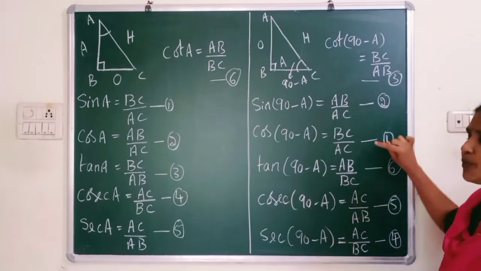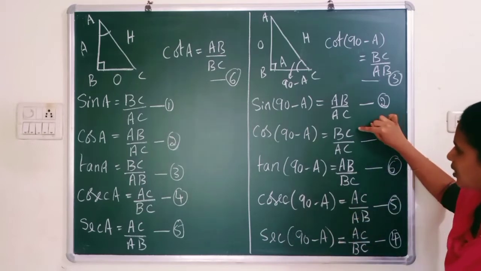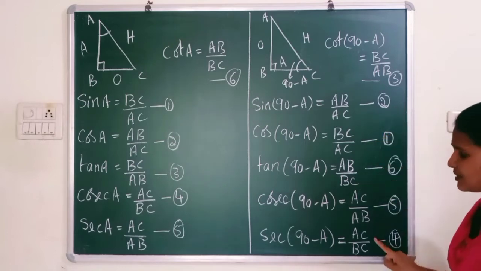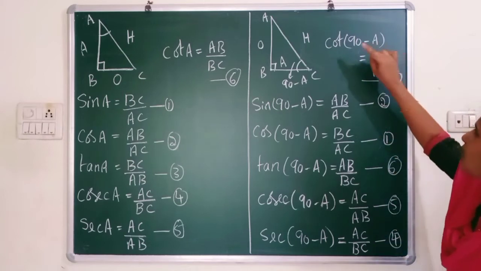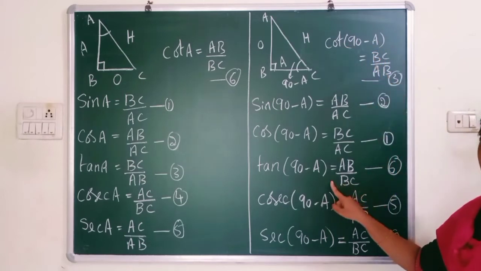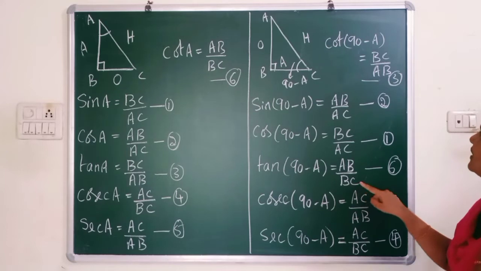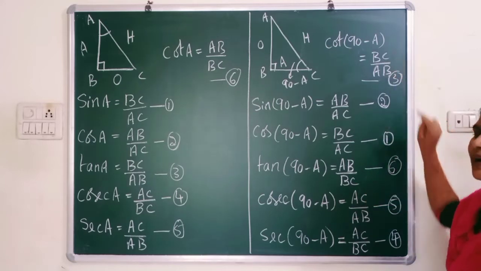Sec is the reciprocal of cos. So you have cos as BC by AC, and its reciprocal is AC by BC. Next, cot. Cot is the reciprocal of tan. You have tan as AB by BC, and its reciprocal becomes BC by AB.